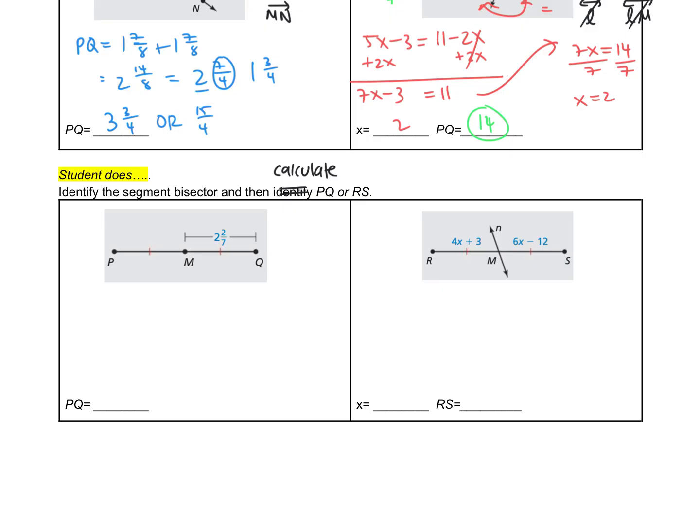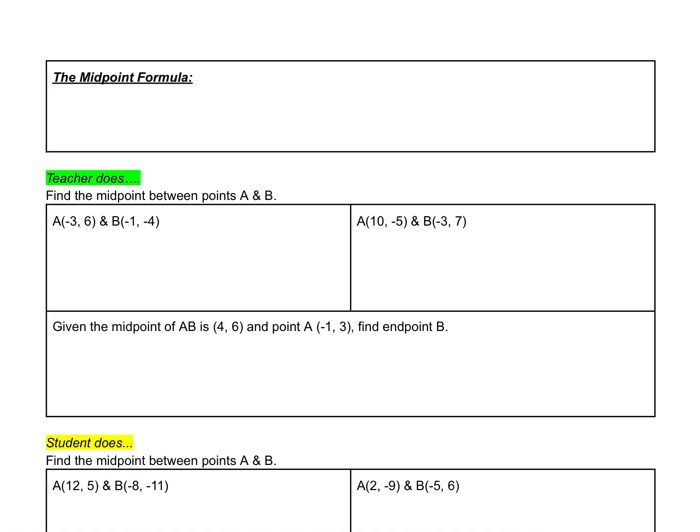How did this go for us? Okay? Lovely. Any questions on what we've done so far? Okay, so let's move on. We're moving on to midpoint and distance.